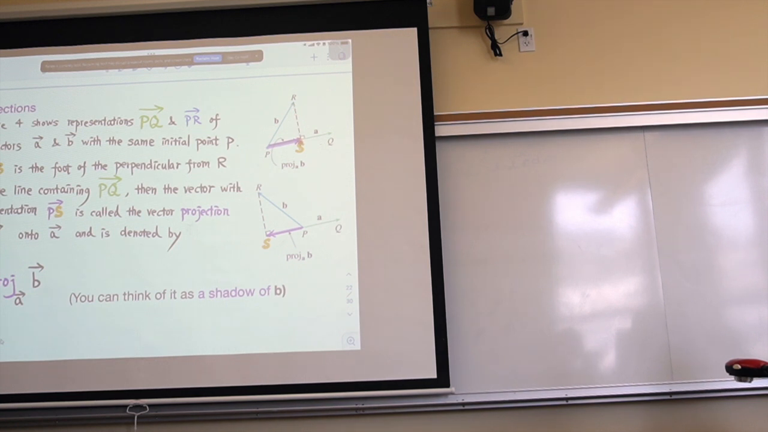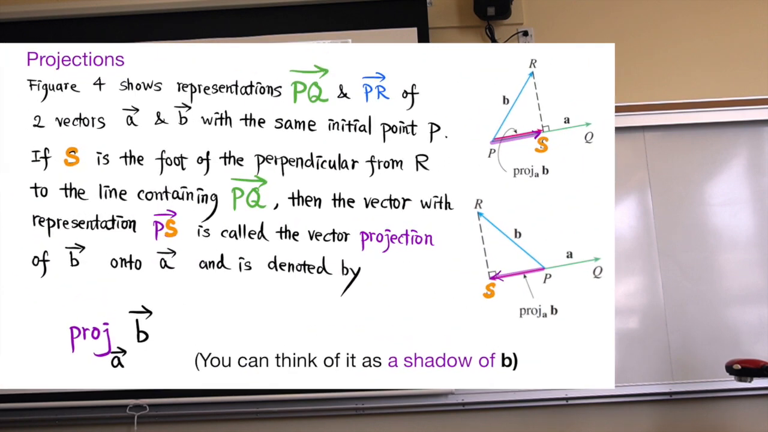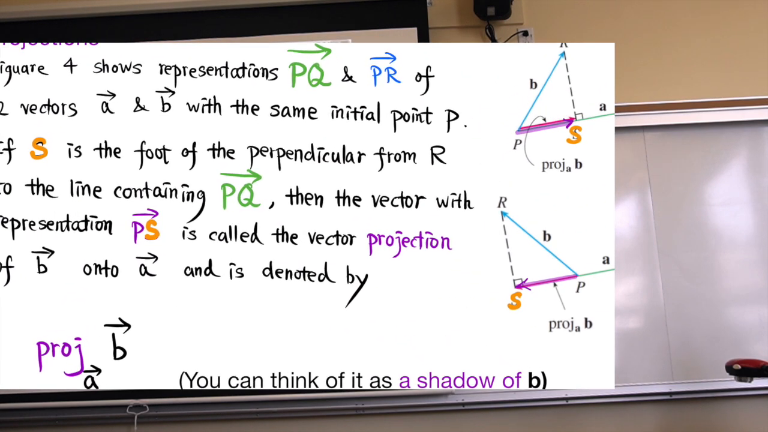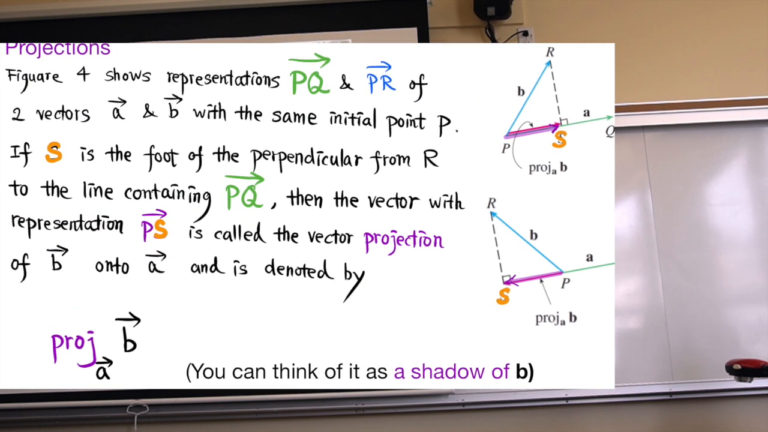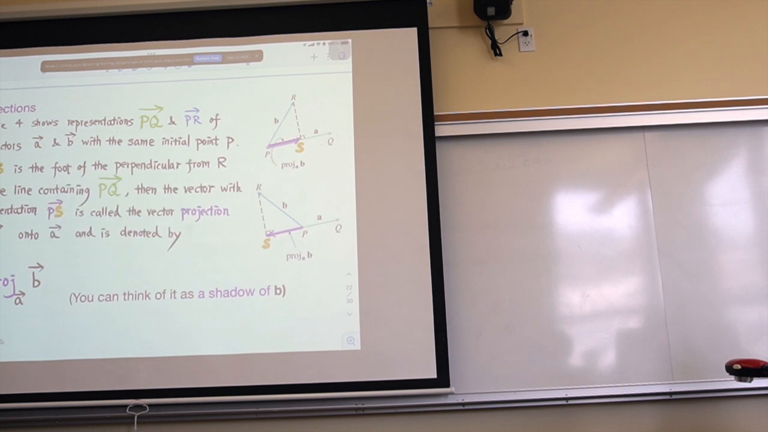And then this is called the foot. What happened over here is this PS, starting from P and pointing to S, is called the vector projection of B onto A. And we denote it this way. This is the notation. So project is a vector projection of B onto A. When you project the vector B onto A, again you will get a vector.